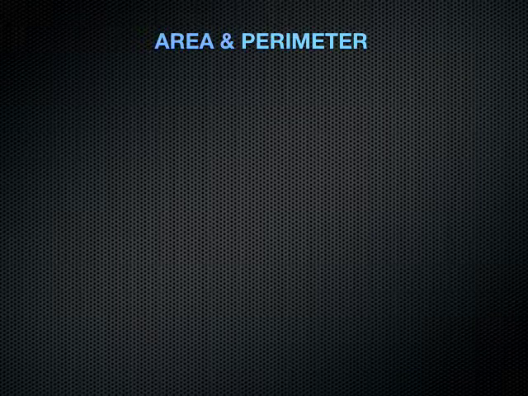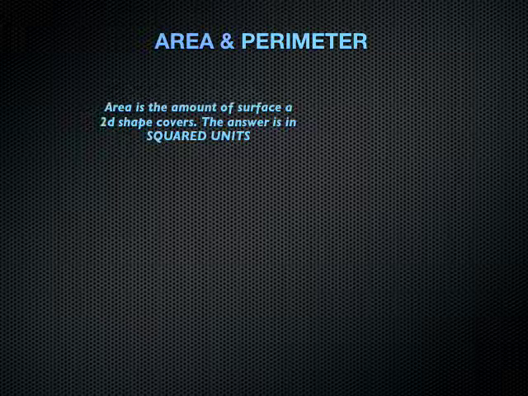Area and perimeter. This is something that always comes up in Year 6 papers, and it's also something that people get confused about. So what is area? Well, the area is the amount of surface a two-dimensional shape covers, and the answer is always given in squared units. We'll be having a look at the area of rectangles and the area of triangles.